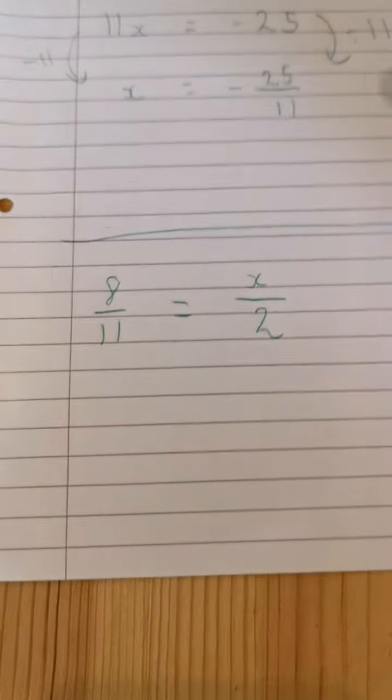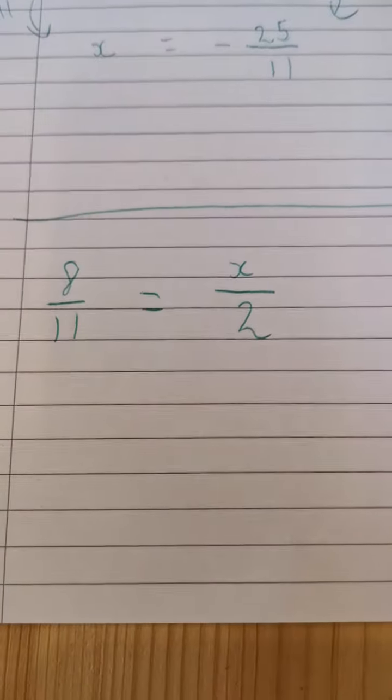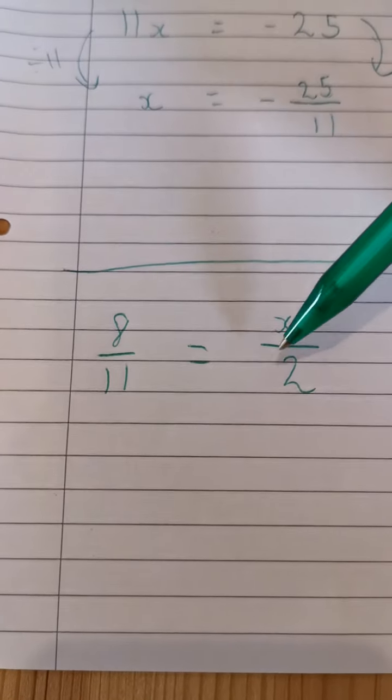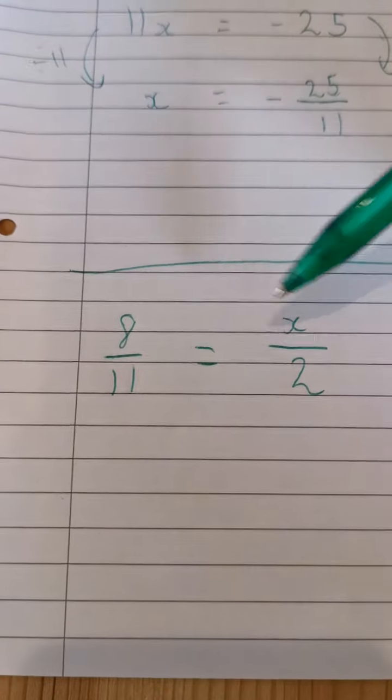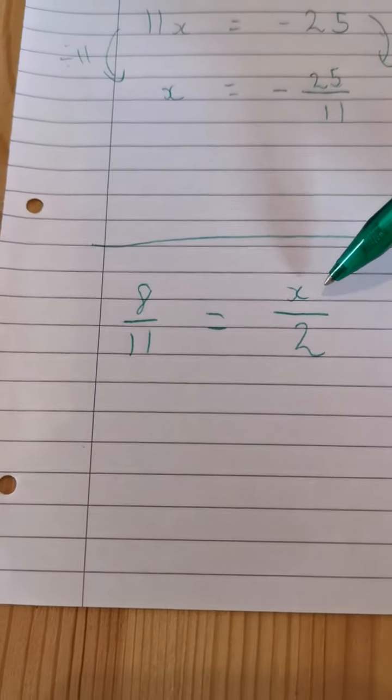Okay. Now, the final one I want to go through is just this one here. So this one looks a little bit more intimidating. We've got 8 over 11 equals x over 2. So we've got two fractions, one on each side. Now, what I want to focus on here is the side which has the x on.